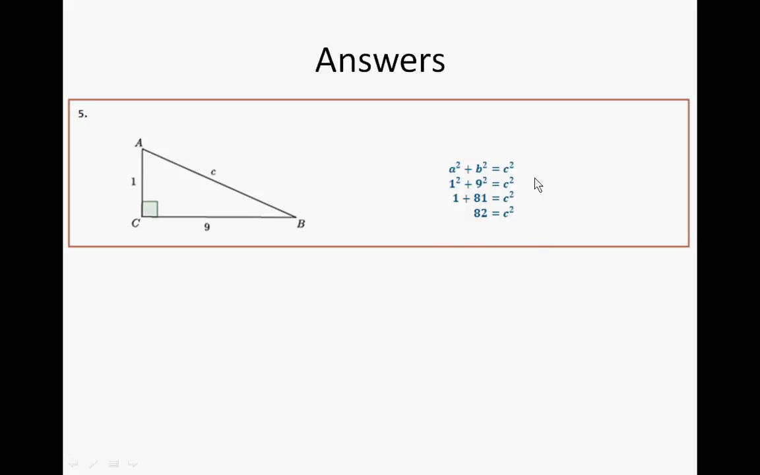Notice the work that is being shown for each of these. It is not just the answer, but it starts with the Pythagorean Theorem, and then the substitution, the simplifying, and then the final answer. The equal signs are always lined up underneath each other so that it's easy to follow from one step to the other. That is the work that you should show to answer these questions.